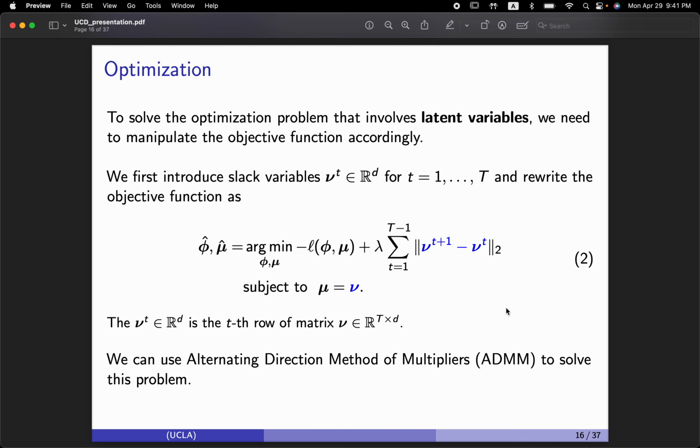To solve this optimization problem, which also involves latent variables, we need to manipulate the objective function accordingly. Let's first introduce a slack variable nu_t, also a d-dimensional vector, for time t from 1 to T, and rewrite the objective function as a constrained optimization problem. The only difference is that the group fused lasso penalty is imposed on the slack variable with an additional constraint, and mu_t is just the t-th row of the matrix mu. When we look at this formulation, we can recognize that we can use ADMM to solve this problem.